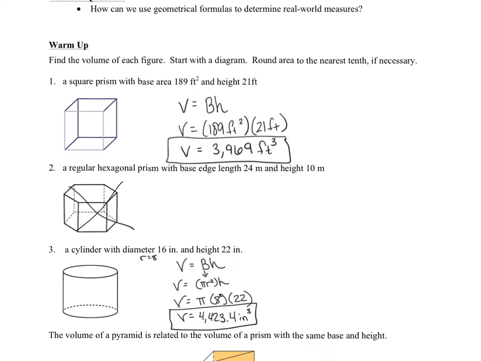Okay, so for number 1, we have 3,969 feet cubed. Remember that it's cubed because it was feet squared times feet, so that would be feet to the third power. Volume is always going to be cubed. And then same thing with number 3, V equals 4,423.4 inches cubed.